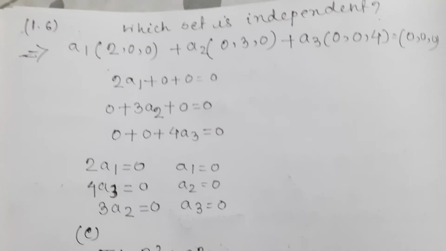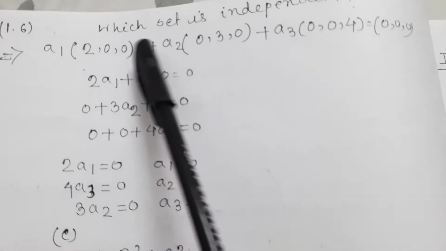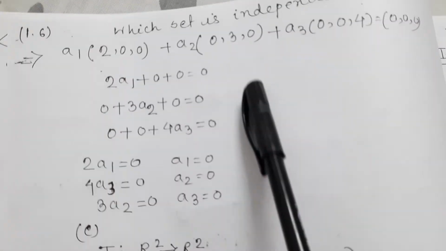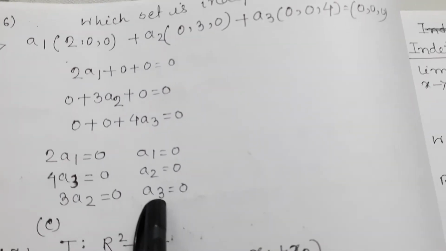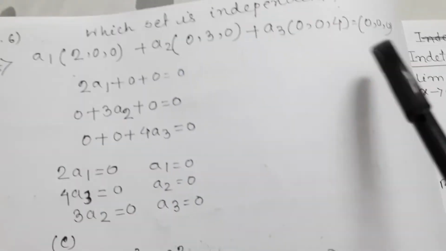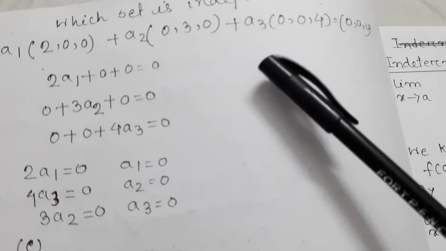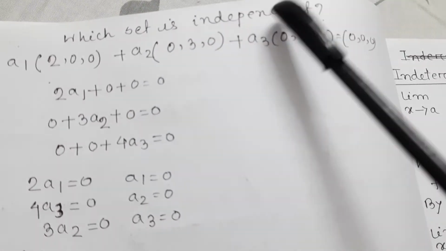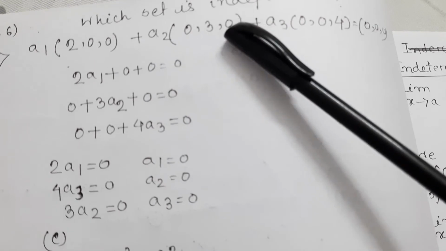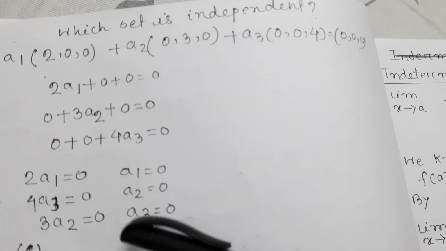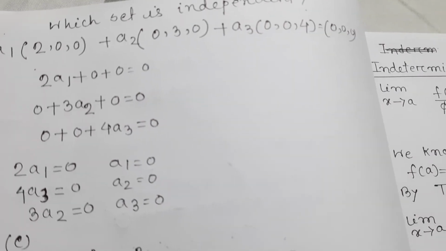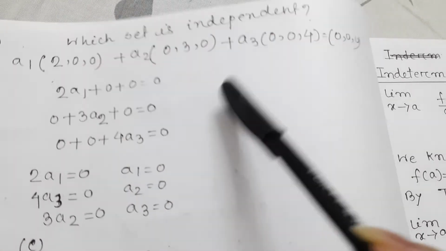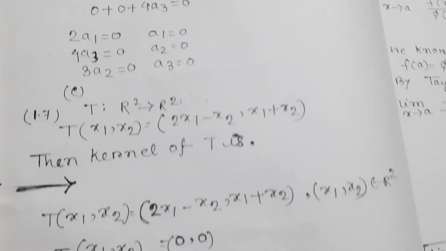Next question, which one is independent? Here we take three scalars a1, a2 and a3 and make the equation. Just solve it yourself: a1 equals 0, a2 equals 0, a3 equals 0. I choose this set because the other sets do not satisfy the linear independence rule. For linear independence, all the scalars must be 0. It is mandatory. Only for this set are the scalars 0, so this is the correct option, option number C.